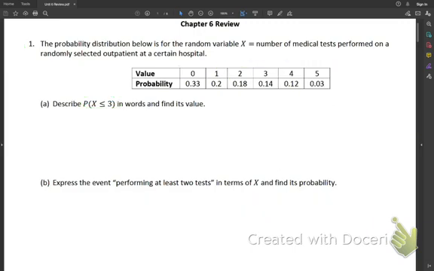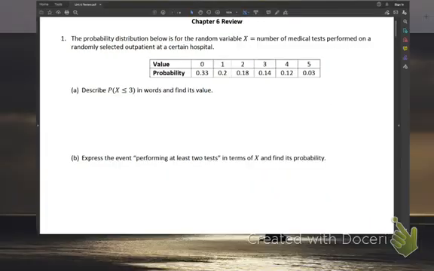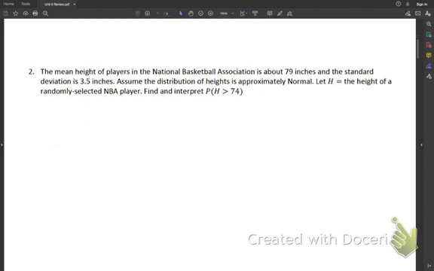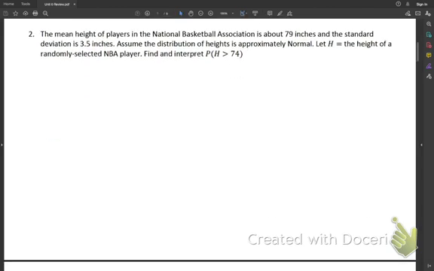Number 2. The mean height of players in the National Basketball Association is about 79 inches, and the standard deviation is 3.5 inches. Assume the distribution of heights is approximately normal. Let h be the height of a randomly selected NBA player. We need to find and interpret the probability that the height, h, is greater than 74.